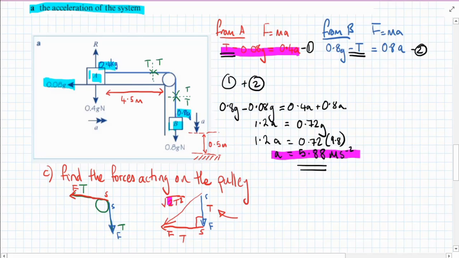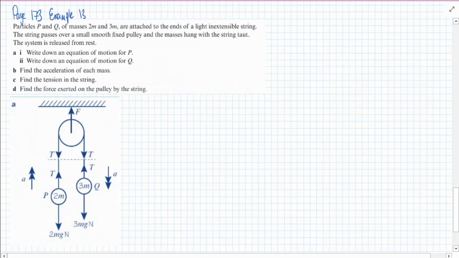Multiply that by the 2, then by the t squared, then square root the whole thing, job done. So that would give you the forces acting on the pulley. Moving on to my next example, page 173, example 13.